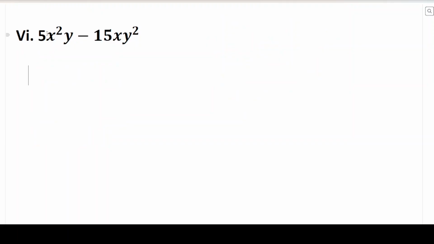So next problem, 5x square y minus 15x y square. Okay, 5x square y means, how can we write it? 5 into x into x into y. Okay, minus 15xy, how can we write 15? 15 factors: 5 3s are 15, 5 into 3. Okay, xy square we can write as x into y square, means y into y.